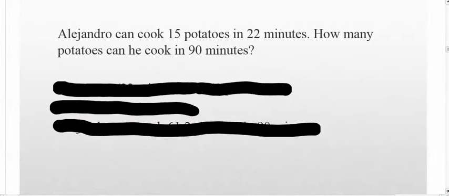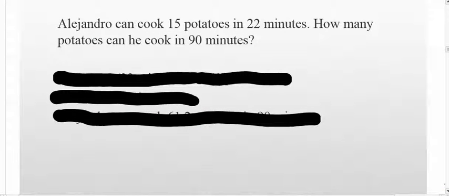So the first example we have is Alejandro can cook 15 potatoes in 22 minutes. How many potatoes can he cook in 90 minutes? So to set up this procedure, you have to do 15 divided by 22, and this is 15 potatoes divided by 22 minutes, and then you would still just divide that normally because it's the same thing, and you just have to figure out the unit rate once again.